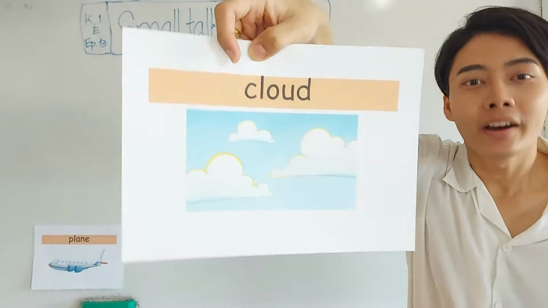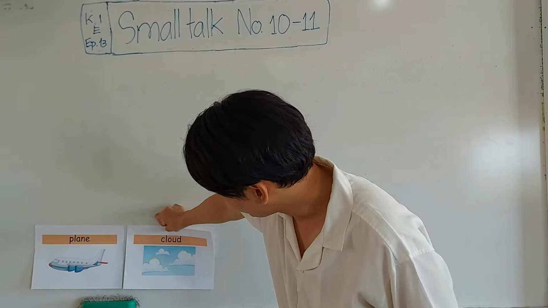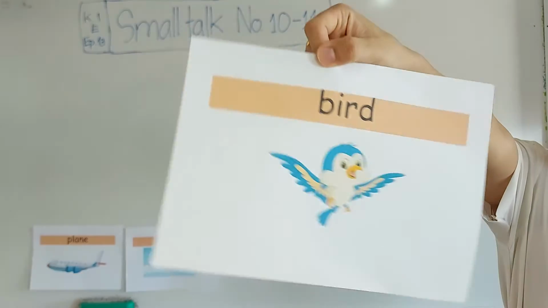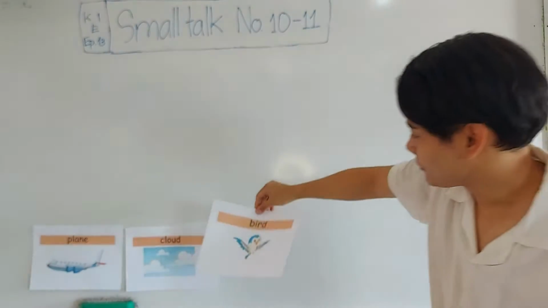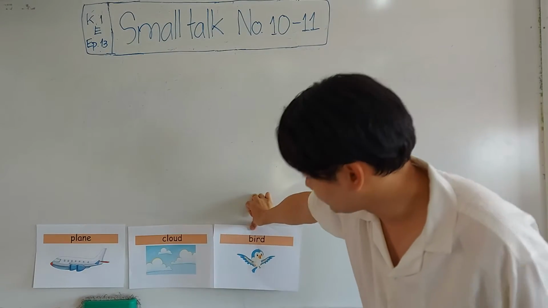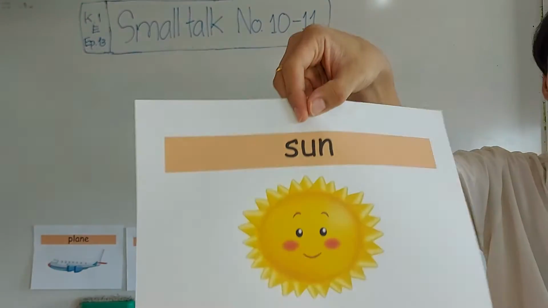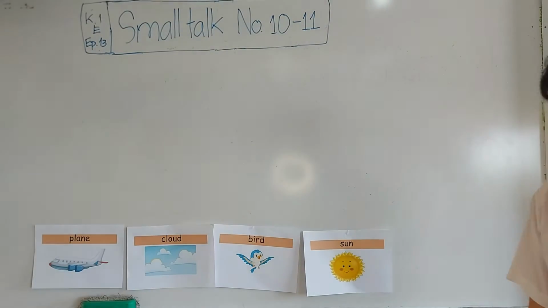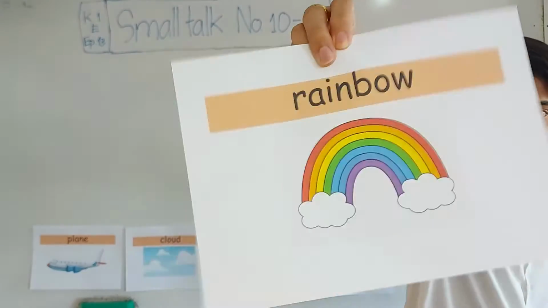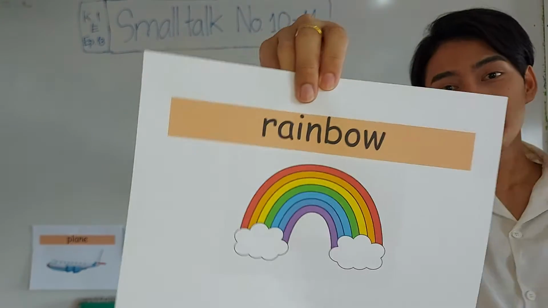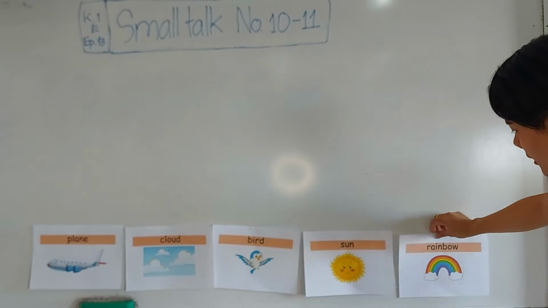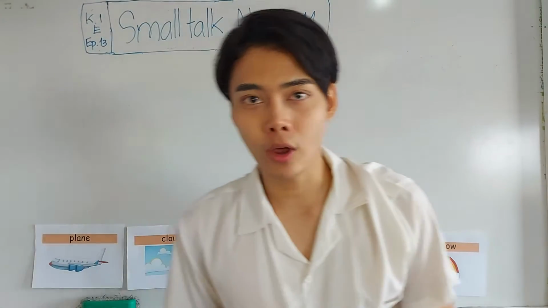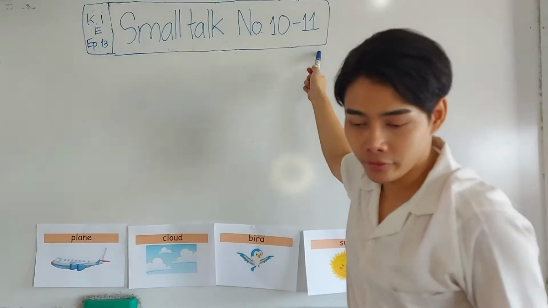What is it? Crowd. Very good. Bird. Very good. Sun. Very good. And the last one. Rainbow. Okay. Today we will learn small talk number 10 to 11.